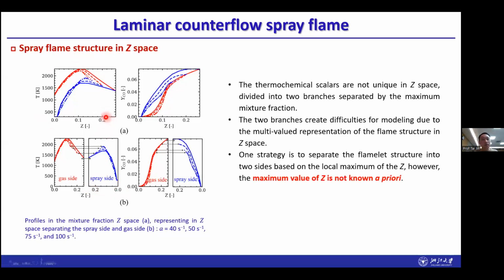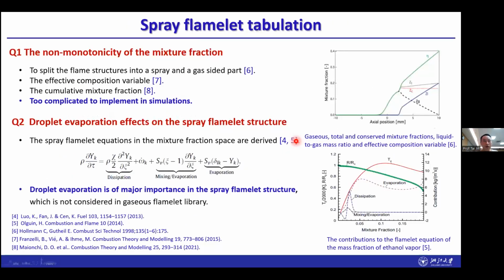If we use this mixture fraction to tabulate the flamelet, we get 1 mixture fraction and 2 temperatures, and 1 mixture fraction and 2 mass fractions. So this is a problem. So one approach is to separate the gas side from the spray side, but here you need some criteria to separate these 2 sides, and also the maximum value of the mixture fraction is not known earlier. So this will be the problem for the flamelet tabulation.